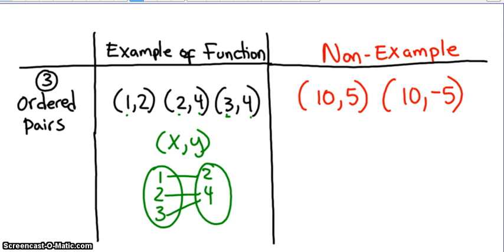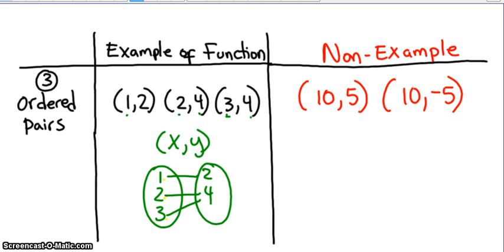And like we described before, this is perfectly okay because 1 has only one output, 2 has only one output, and 3 has only one output. They each only have one output, so it fits the definition of a function.